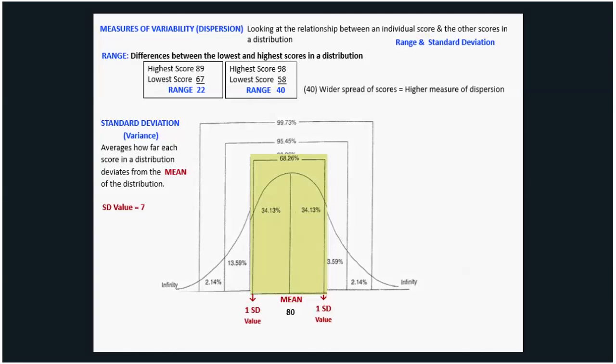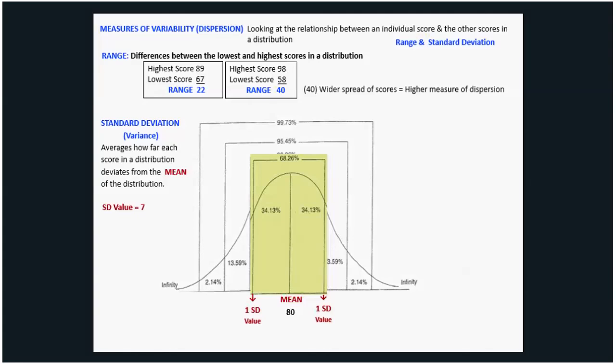What you need to remember is that if I say 1, 2, or 3 standard deviations of the mean, 1 standard deviation doesn't mean 1 point. 2 standard deviations doesn't mean 2 points, and 3 standard deviations doesn't mean 3 points. It's a standard deviation value. Let's say in this case your standard deviation is going to equal 7.